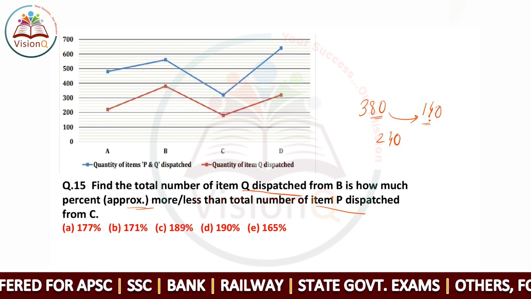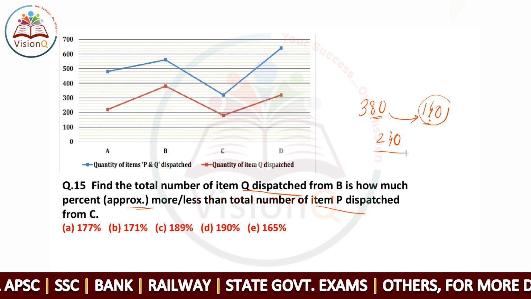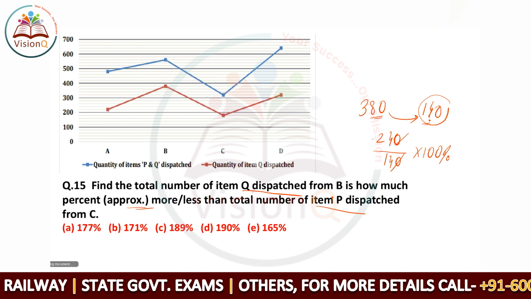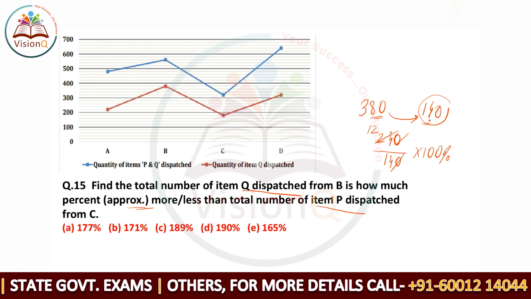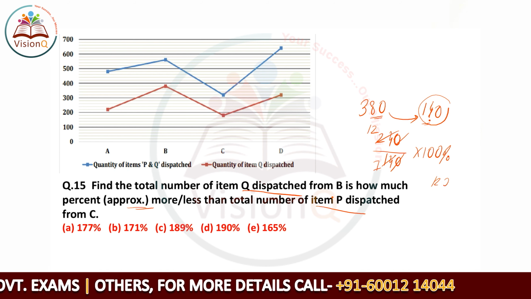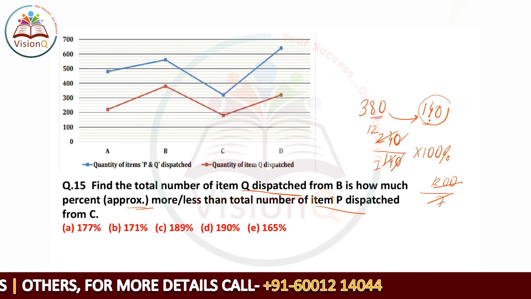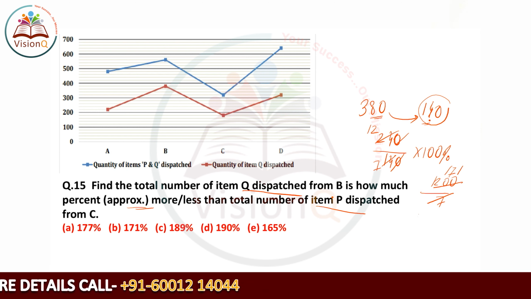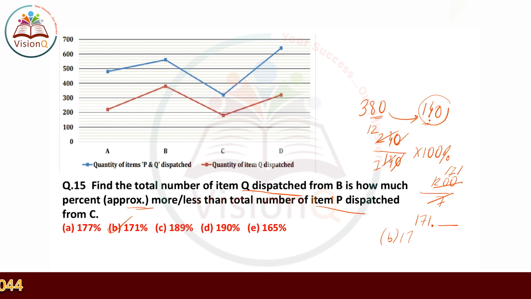So 380 is compared with 140. So 140 is the base into 100%. If I cancel by 2 here, it becomes 1200 by 7. Now 7 17s are 119. Then 7 ones are 7. So answer will be 171 point something. So approximately the answer is option number B, 171%. Option number B is the answer because it is asked to find the value approximately. So this was the question of data interpretation, a line graph based on a recently held examination.